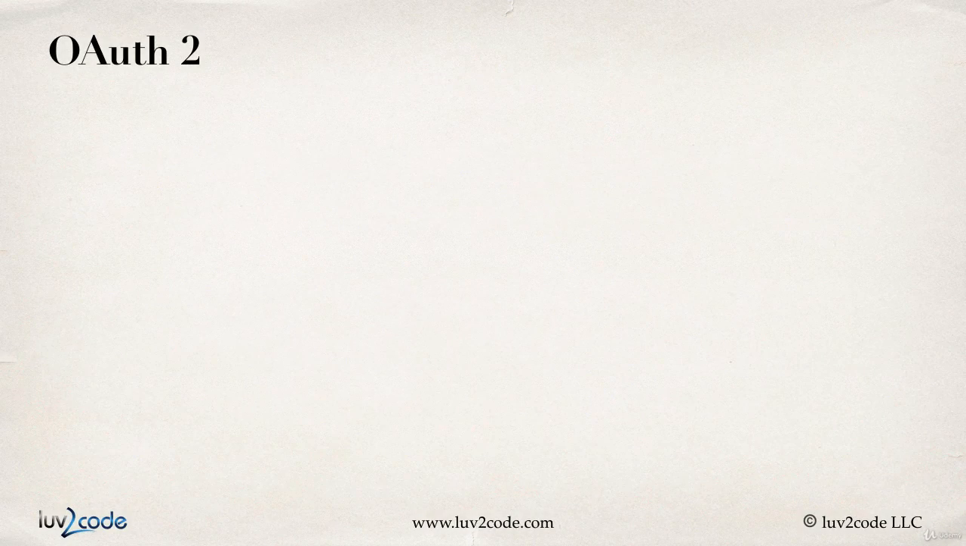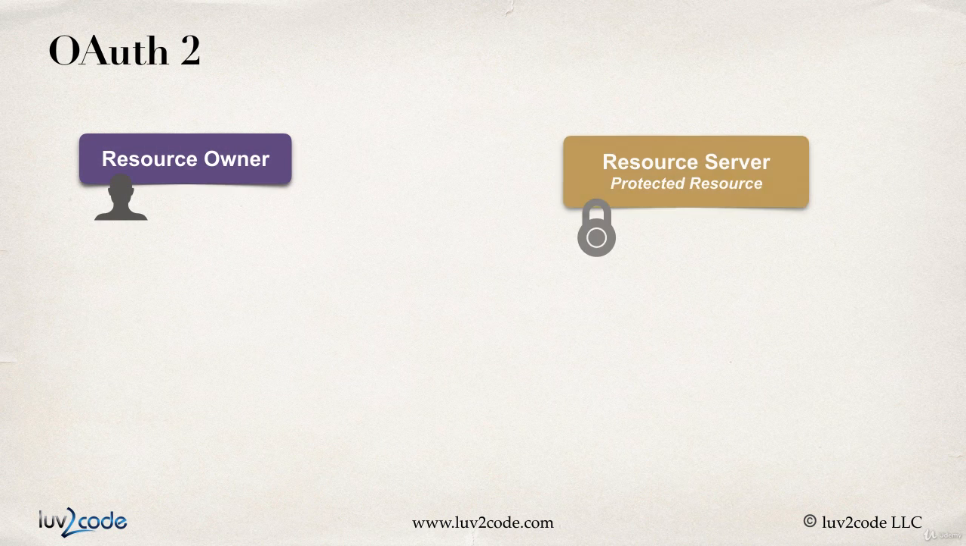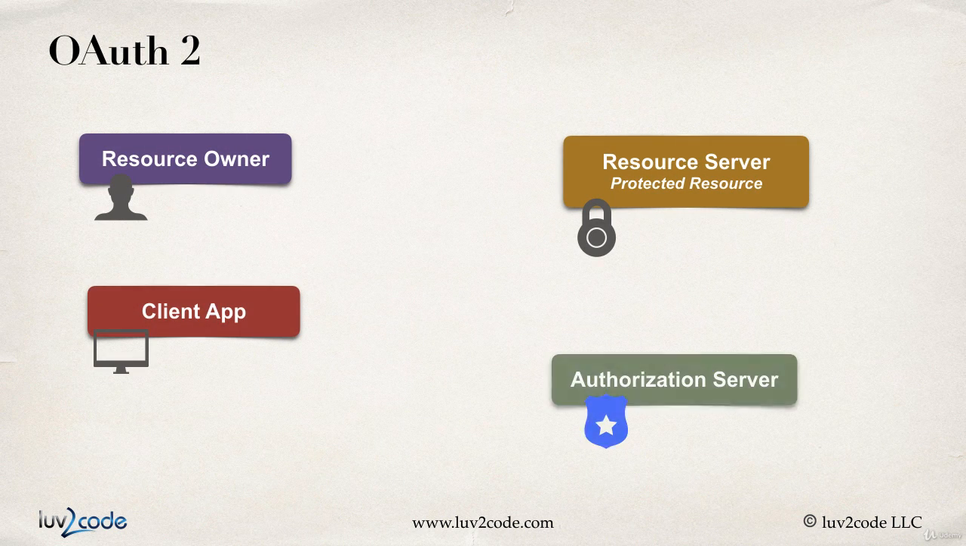Alrighty, let's do a quick little refresher on OAuth 2. So there's some key players here: a resource owner, resource server, client app, and the authorization server. And they all kind of interact and work together. And so let's kind of just take a look at this and do a quick refresh. The one item we'll look at is a resource server.